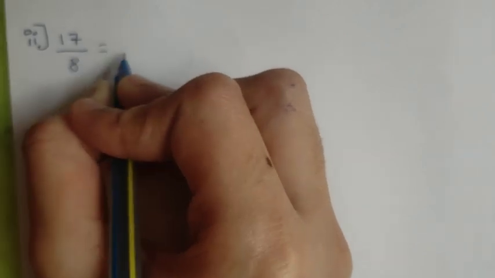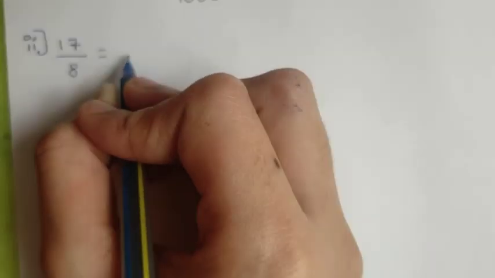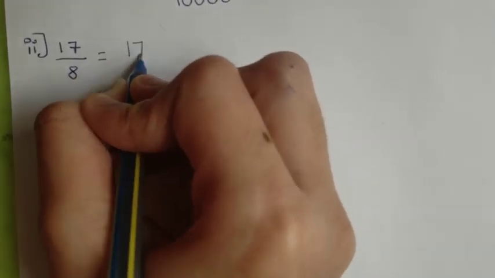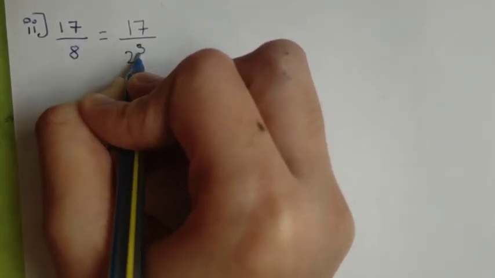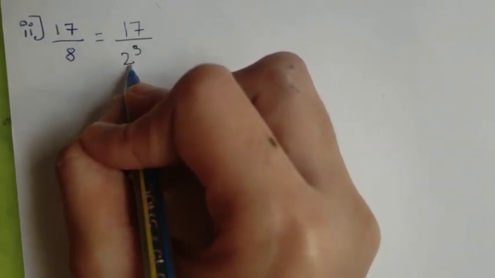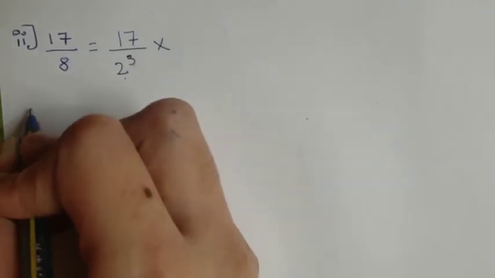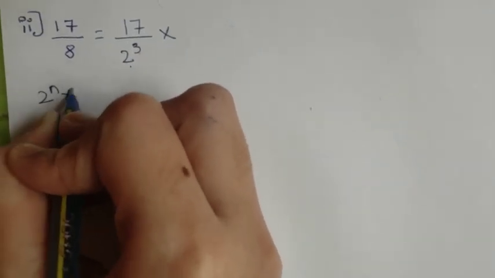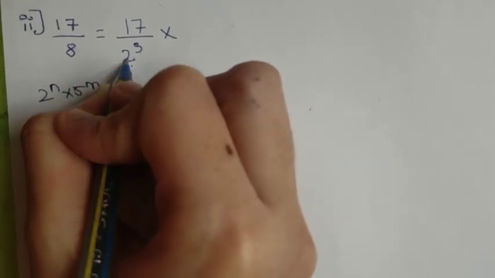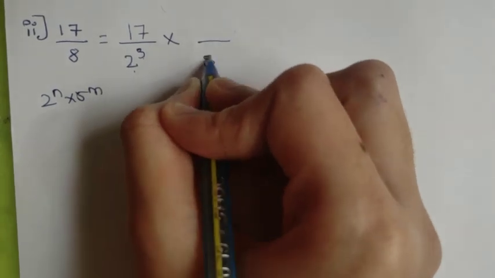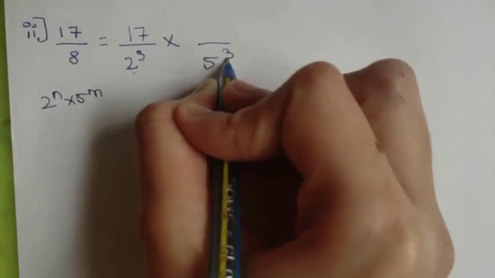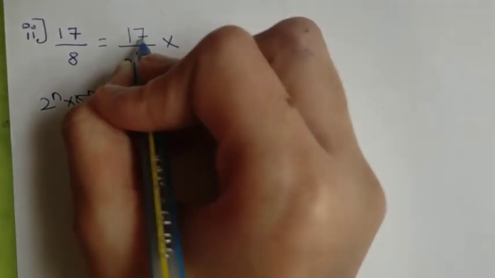Okay, so we have the second question here, that is 17 by 8. So here we can write it as 17 by 2 root 3. Now here we have 2 root 3. Then it should be of the form 2^n into 5^m. So here we have 2 root 3, so I'll write 5 root 3. I'll take it as common, and here 5 root 3 is the same.